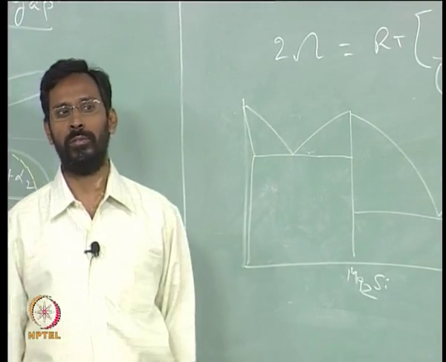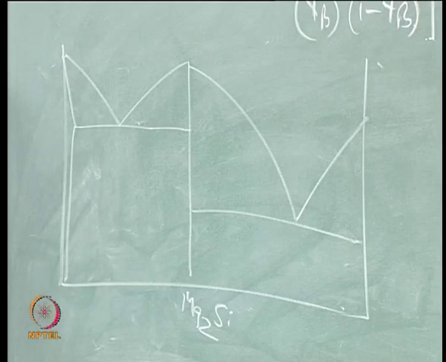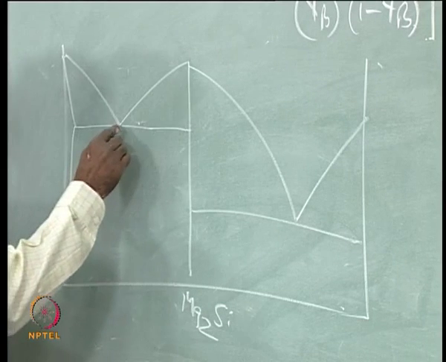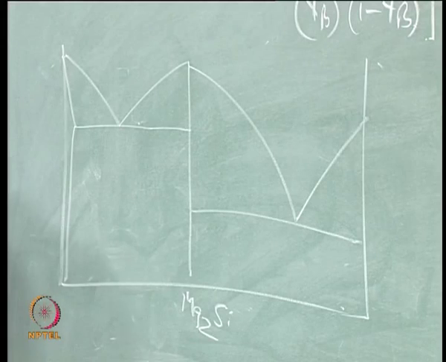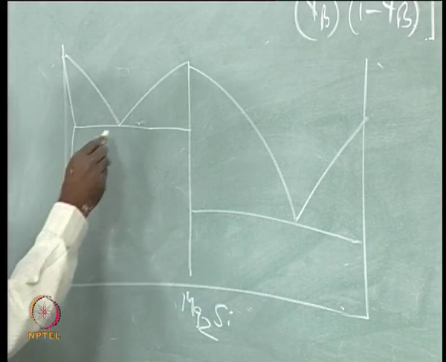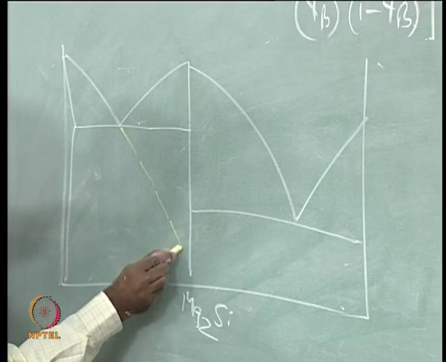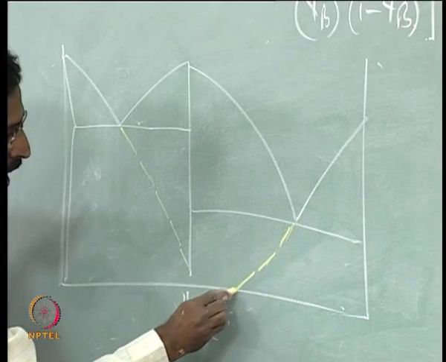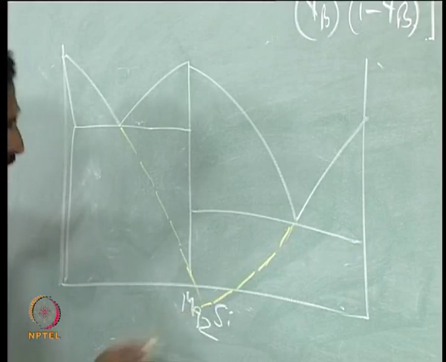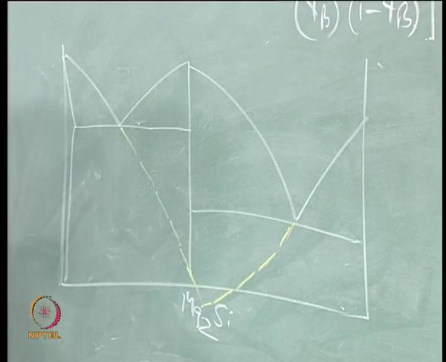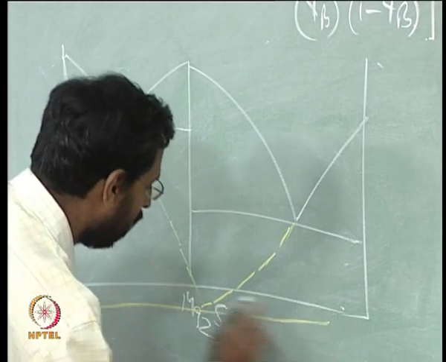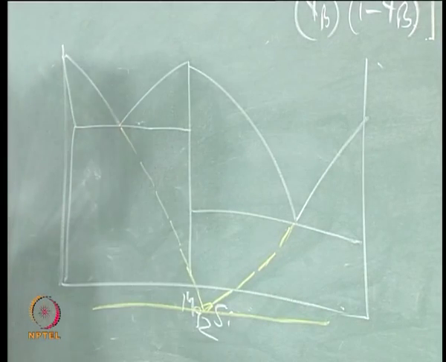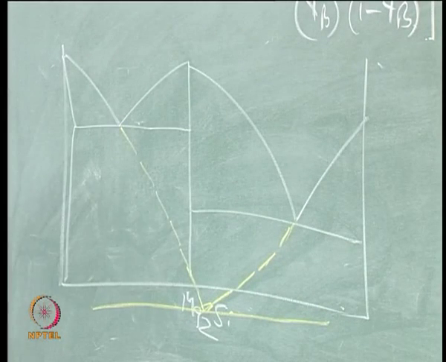Then what should come out? The liquid would remain as liquid, and it would remain as liquid until, if you extrapolate this liquidus curves to a particular point where you have another eutectic, which is what we call a metastable eutectic.